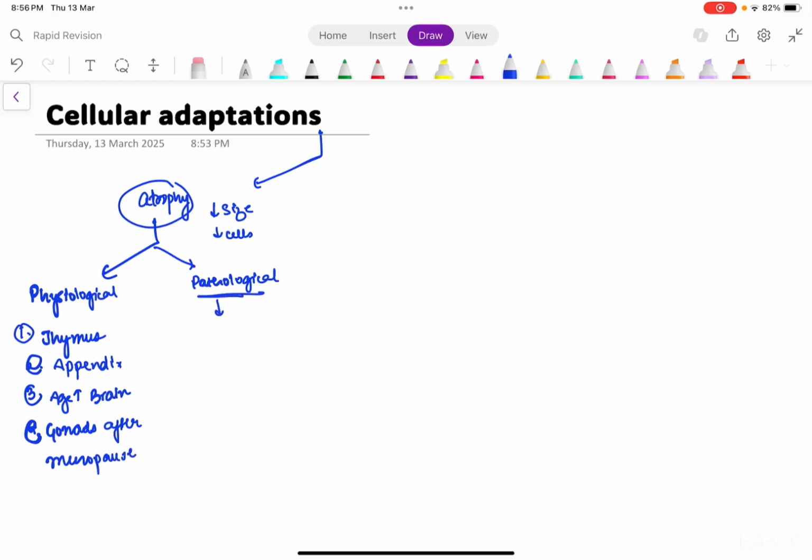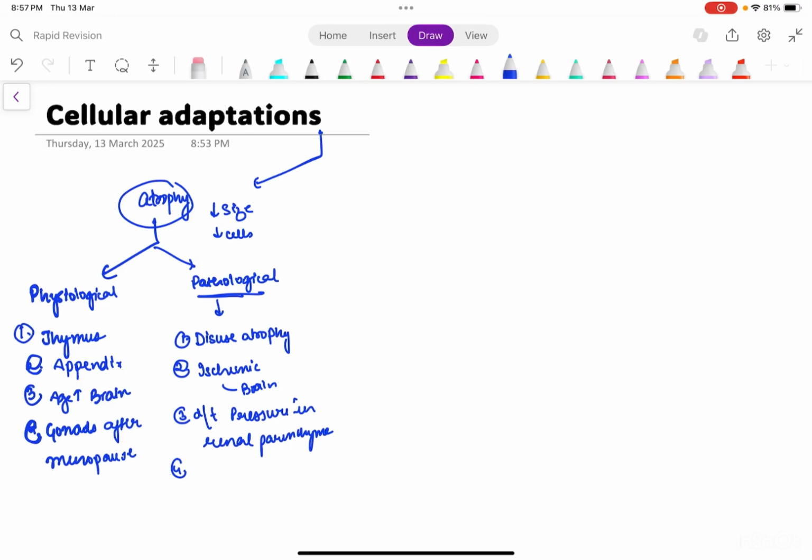Now let's talk about pathological. Pathological atrophy, the most common example is disuse atrophy. Then we can see atrophy after ischemia in brain. Then due to pressure in renal parenchyma, and during decreased nutrition, that is in starvation.